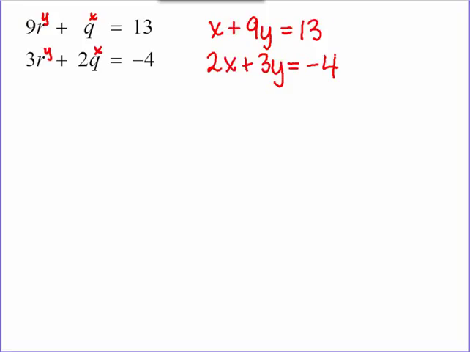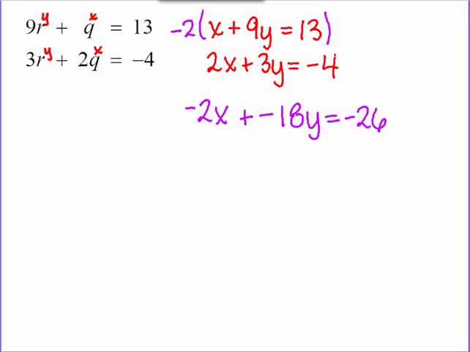What would you do to solve that? What was the very first step you would do? Yeah? Multiply the top one by -2. Very good, because by multiplying the x by -2, that is the opposite then of the 2x. So really you would get negative 2x plus negative 18y equals negative 26. And then 2x plus 3y equals negative 4.